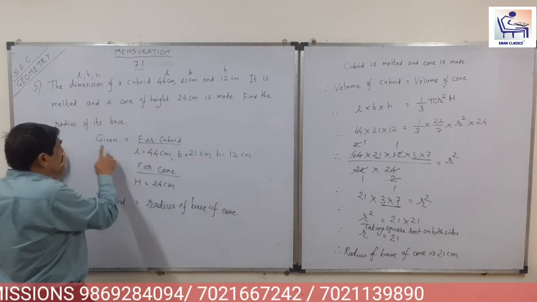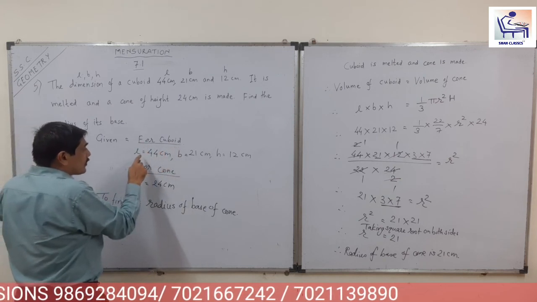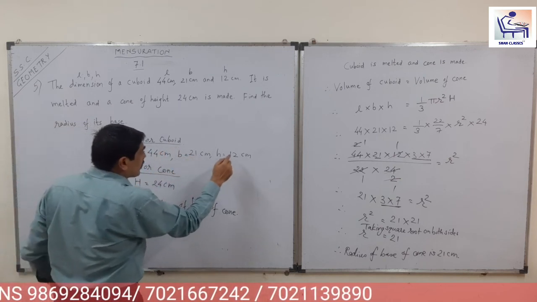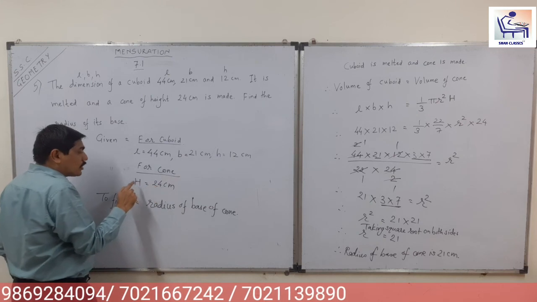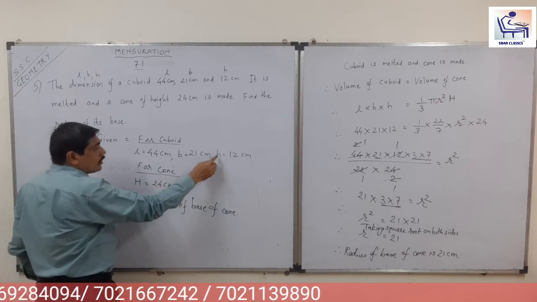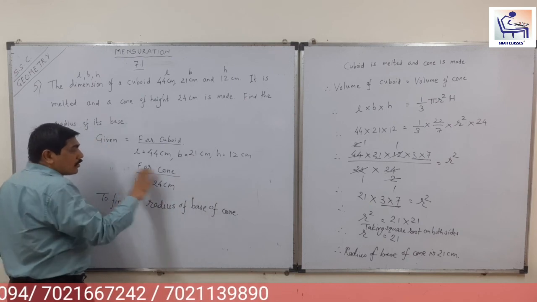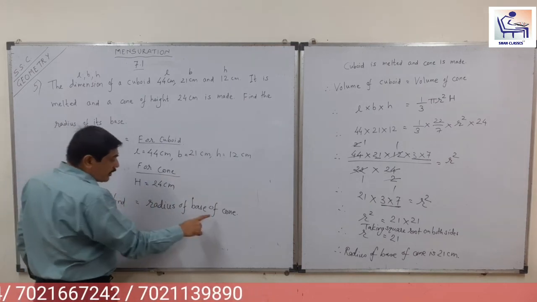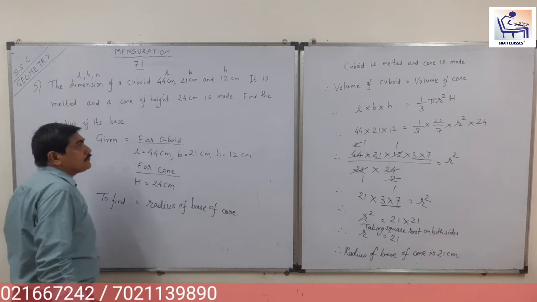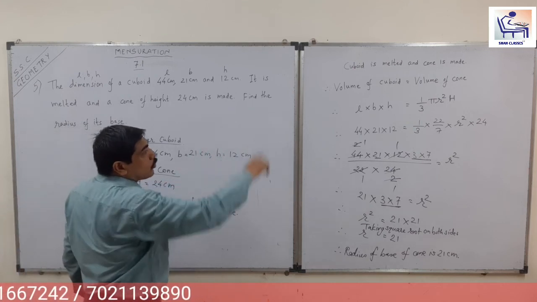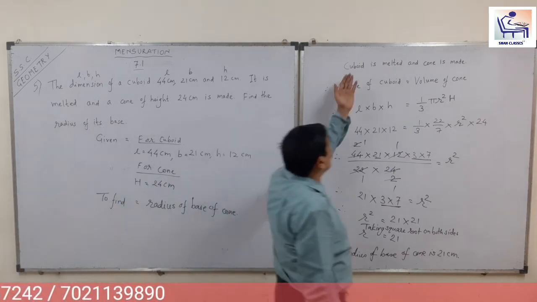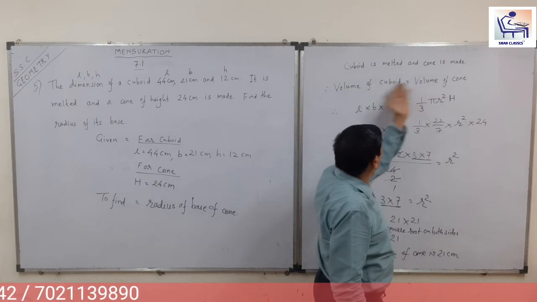So we make it here. What is given? For cuboid, it is given as length 44 centimeter, breadth 21 centimeter, height is 12 centimeter, and for cone the height is given as 24 centimeter. To separate this, हमने इस h को small में रखा और इसे capital में. So here we want to find out the radius of base of cone. So cuboid is melted and cone is made. So cuboid के volume और cone का volume same होना चाहिए.